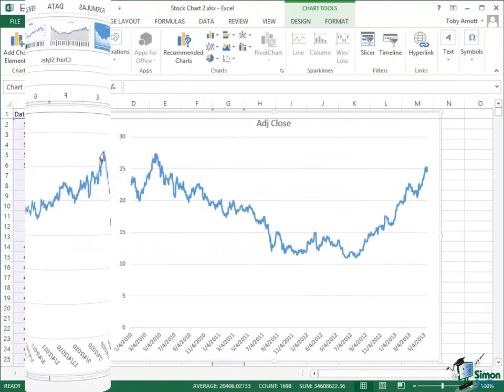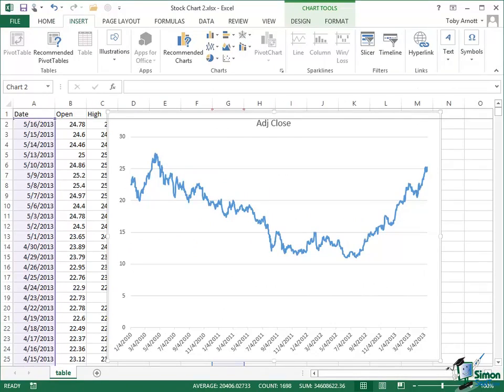Now in a moment I'm going to look at the specialist stock charts that we can use here, which will give us a fuller picture of trading in this stock over that period of time. But I want to take this opportunity to show you a more general way of dealing with showing two different sorts of information on the same chart.